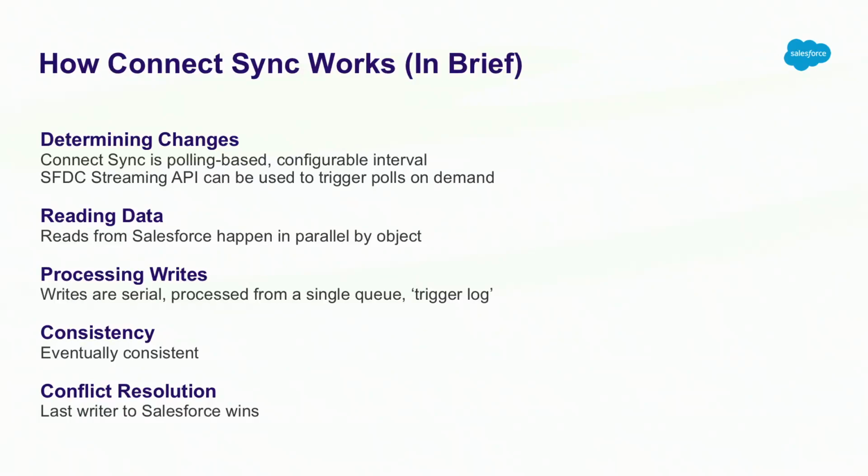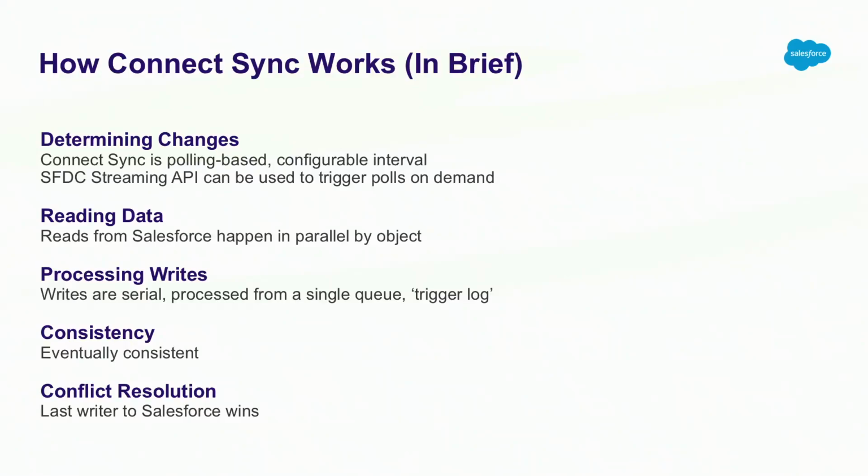But then we can also use the streaming API. That's an option you can select, which will have us get notified by Salesforce when the data changes, and that will trigger a poll. So it's always polling. It's just whether it's a scheduled poll or an on-demand poll. And in fact, even when you're in the on-demand mode, we'll always check at the polling interval just to be safe.